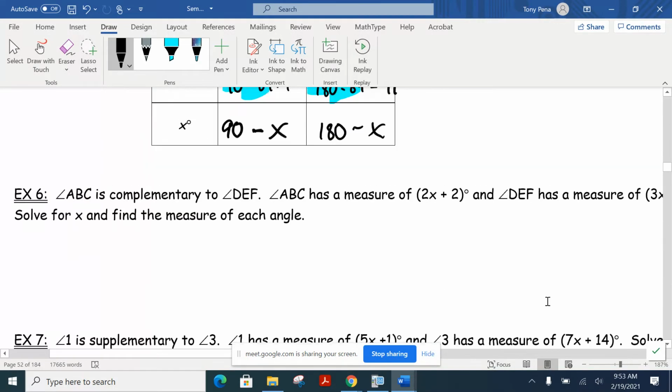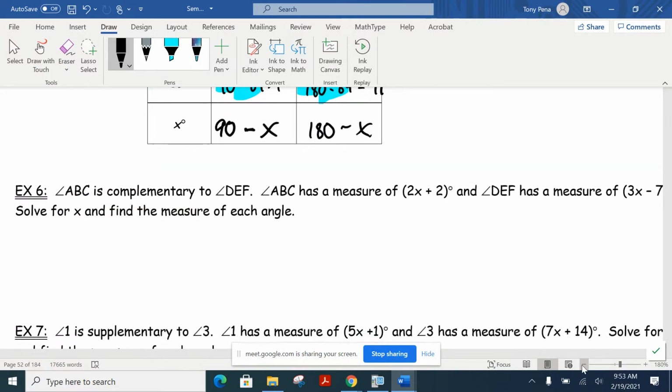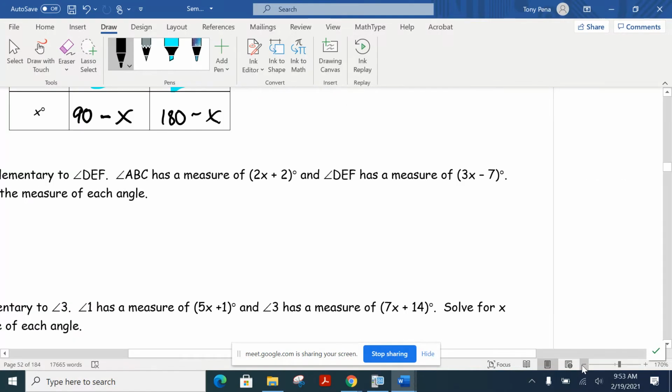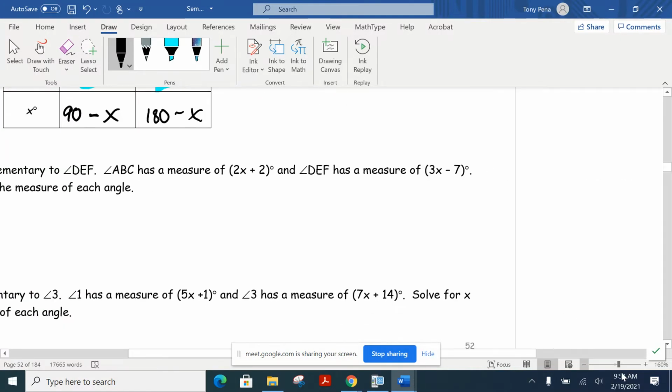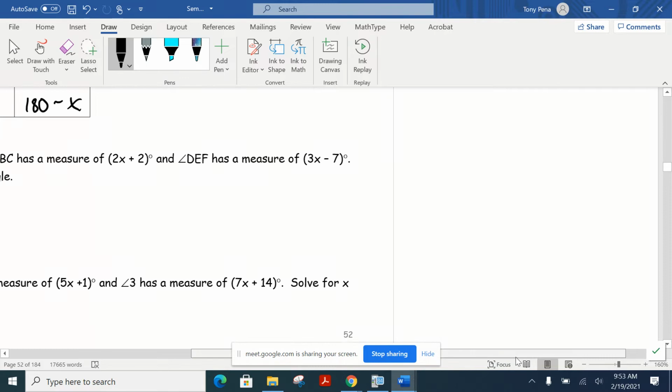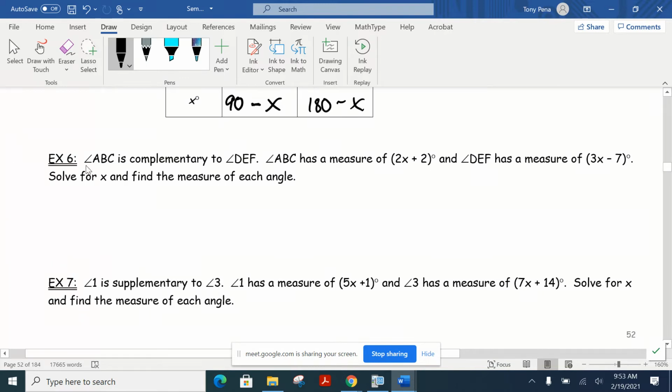Okay, 6 and 7. Also, you will find these, I think, nice. Complementary angles. This thing's just doing this. Yeah, I don't know what's going on. Angle ABC is complementary to DEF. What that really just means is those two angles added up equal 90 degrees.